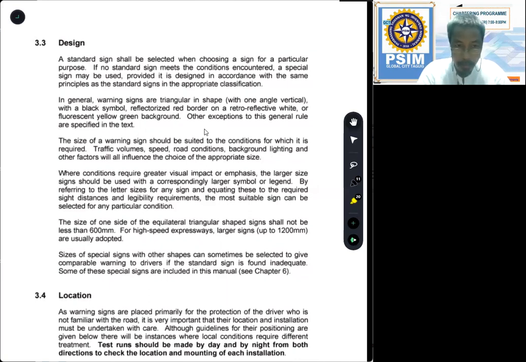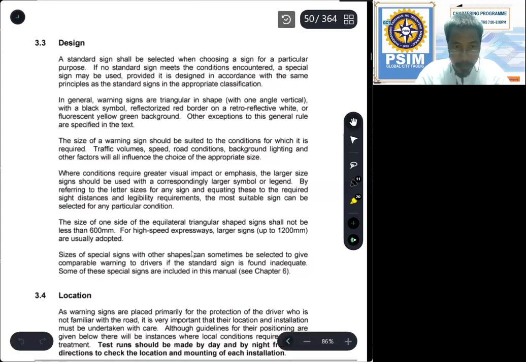The size of one side of the equilateral triangle shaped sign shall not be less than 600 mm. So one side must be 600 mm minimum. For a high-speed expressway, larger signs up to 1.2 meters are usually adopted. So 600, double that, 1.2 meters, is the length of one side of the equilateral triangle. So equilateral triangle. Meaning 60, 60, 60 degrees.